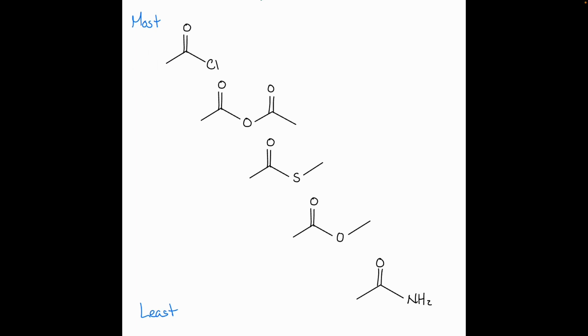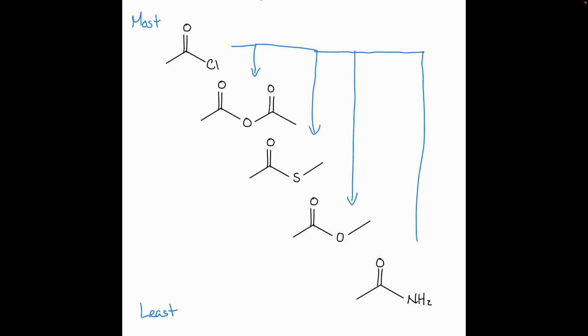Okay, so first of all, what does it mean to be the most reactive of these or the least reactive? What that means is if I'm an acyl chloride, I can be easily converted into any of these other functional groups. We can easily convert an acyl chloride into any one of these other carboxylic acid derivatives. If we start out with an acid anhydride, I can be easily converted to anything less reactive, but not to an acyl chloride. And this just keeps on going.